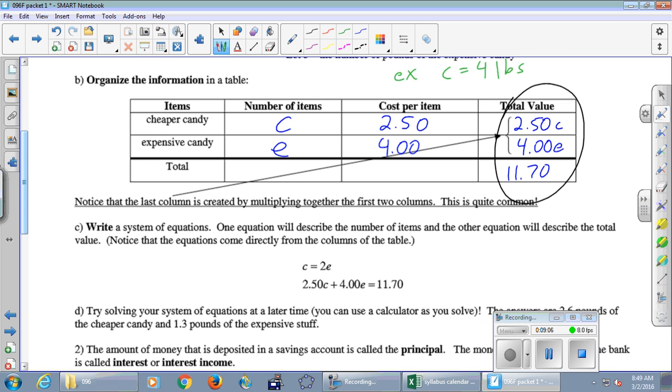And that is written right here. 250C plus 4E equals 1170. And we've also got our other equation, C equals 2E. Okay?